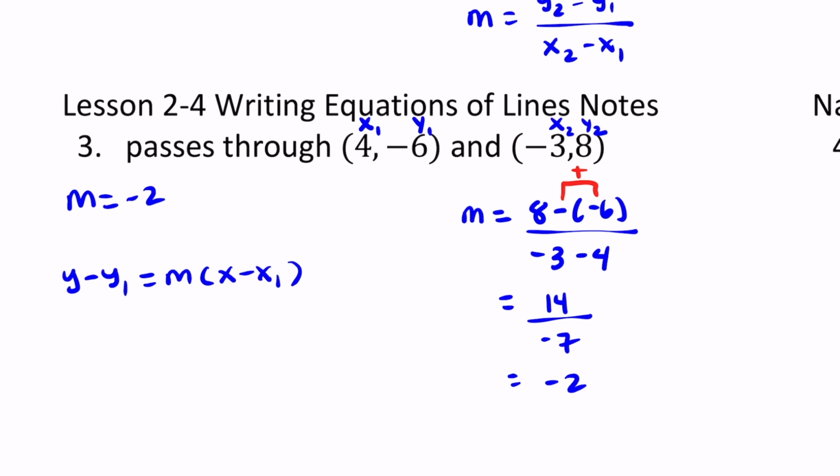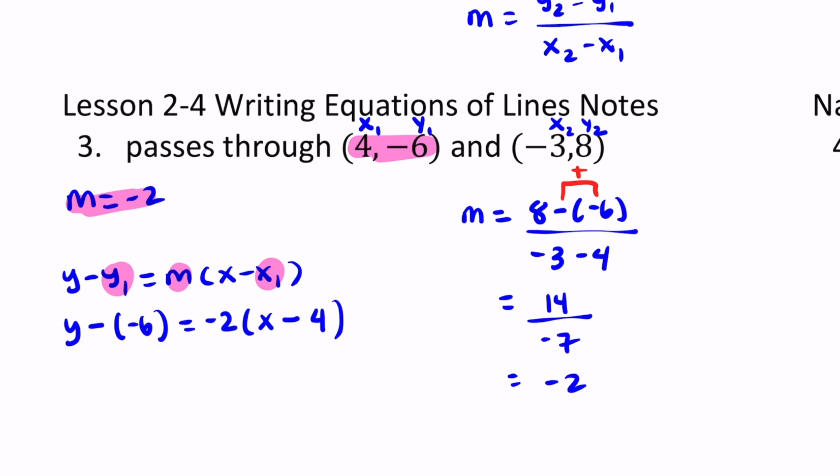So again, I have my point and my slope. I've got to replace the x sub 1, I've got to replace the y sub 1, and I definitely need to replace the slope itself. So let's go ahead and do that. I have y minus negative 6, which is equal to my slope, which is negative 2, times the quantity x minus 4.